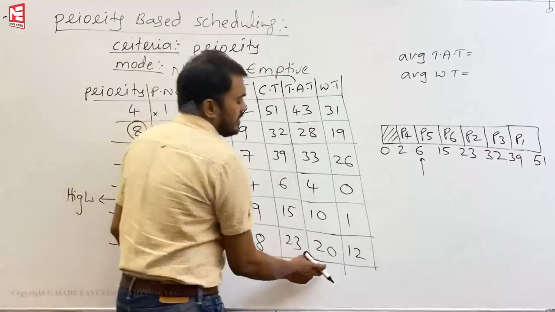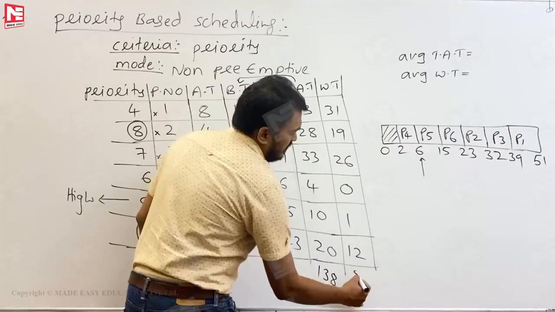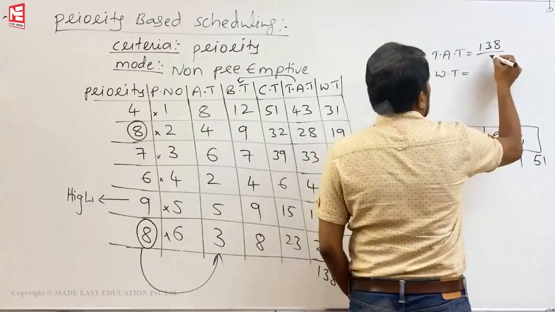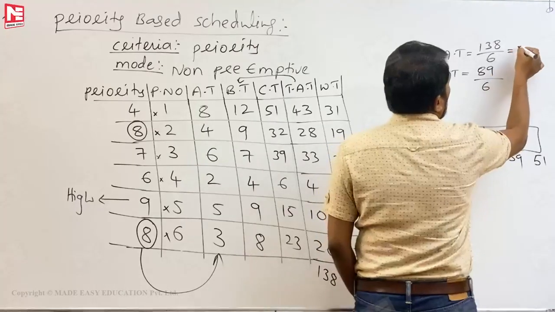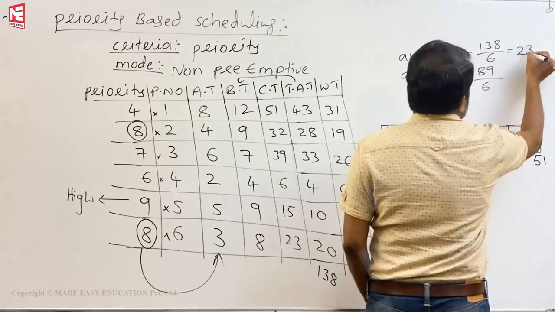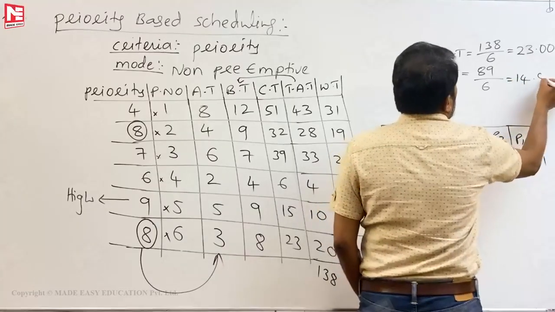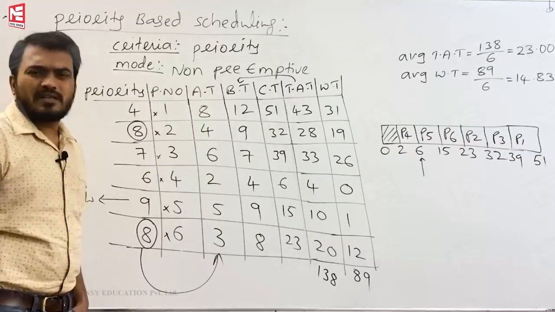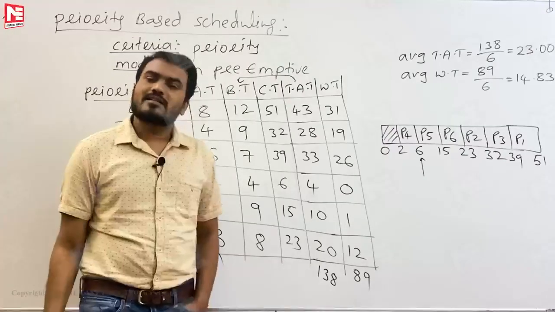So turnaround time total is how much? 138 and this one 89. Okay. So total 6 processes are there. So 138 divided by 6 and 89 divided by 6. How much is this value? 23. So 23.00 and this one 14.83. Okay, so now understand here. So make the proper calculation. Is that clear? You can check the calculation. If any small mistake is there, check and make the correction.